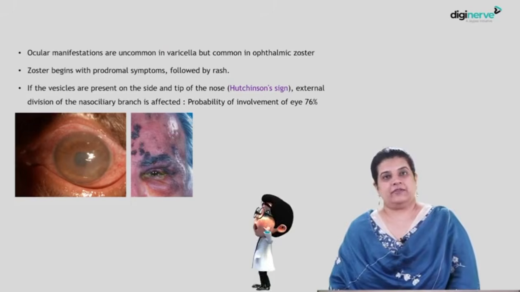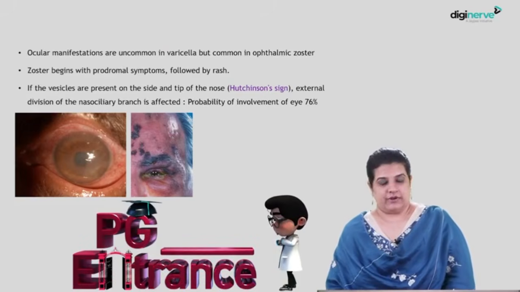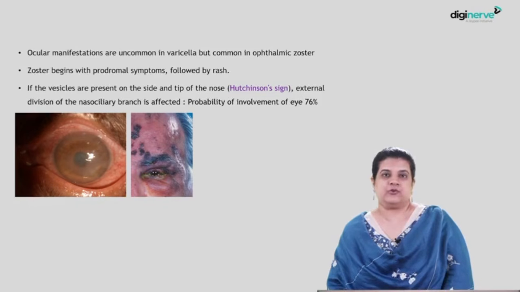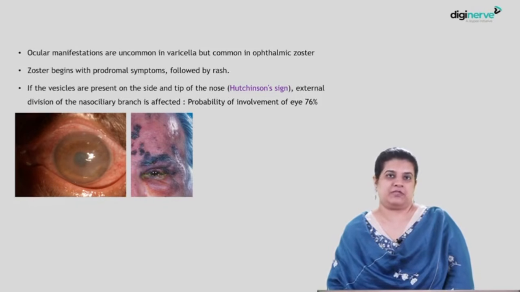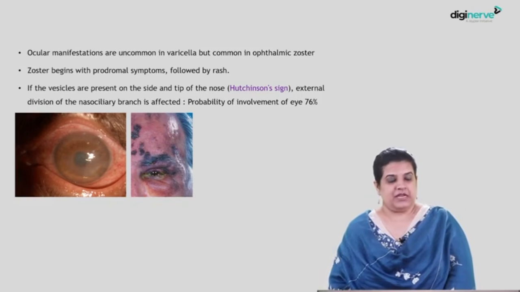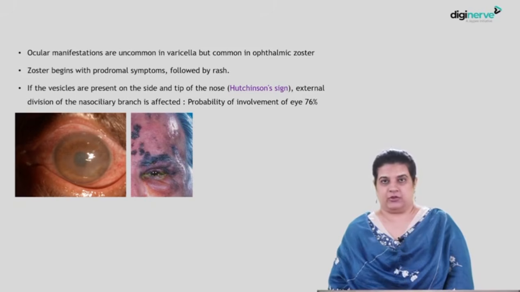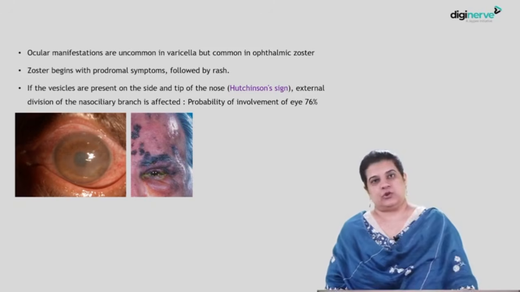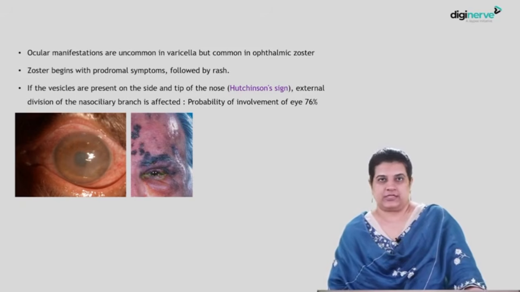The ocular manifestations are uncommon in varicella but common in ophthalmic zoster. Zoster usually begins with some prodromal symptoms. The patient can have a rash, they can have a mild fever and malaise. If the vesicles are present on the side and the tip of the nose, so if this side of the face is involved and the tip of the nose is also involved, then this is called Hutchinson's sign.